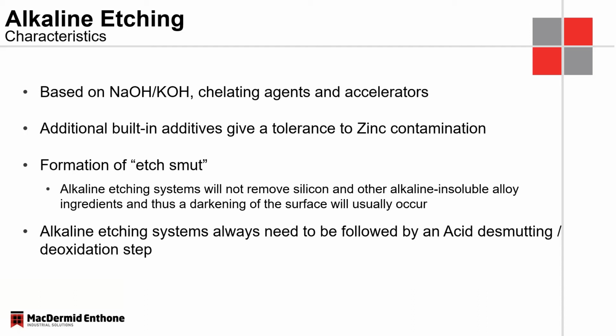They need to have some additives built into the formulation to actually complex the zinc as well. Zinc from some of the alloys will re-precipitate onto the surface, and it will leave sparkly star-shaped little areas which are very visible after anodizing. And if the etching additives are not designed to complex these zinc contaminations, you might find yourself in a lot of trouble here.